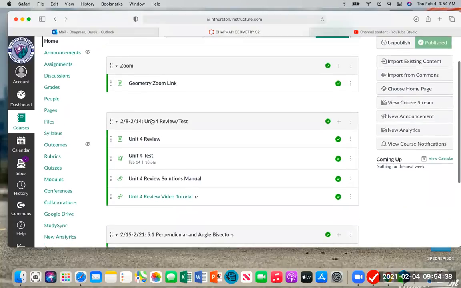What you'll see for next week is your test, right? Unit 4 test. So this unlocked for you yesterday. If you've had an opportunity to look at it, great. If not, that's okay. Don't stress. You still got 10 more days to knock this out. You can see it's due Sunday the 14th, so Valentine's Day.